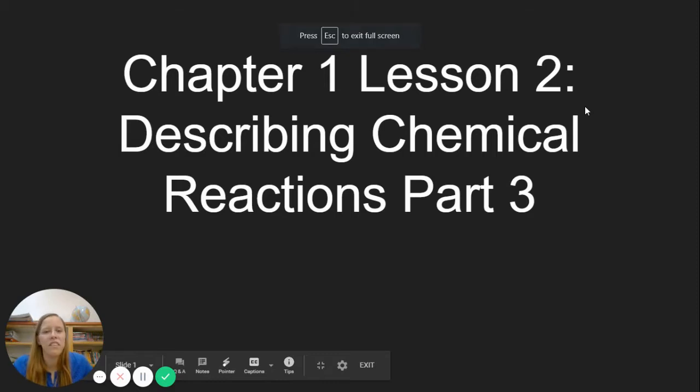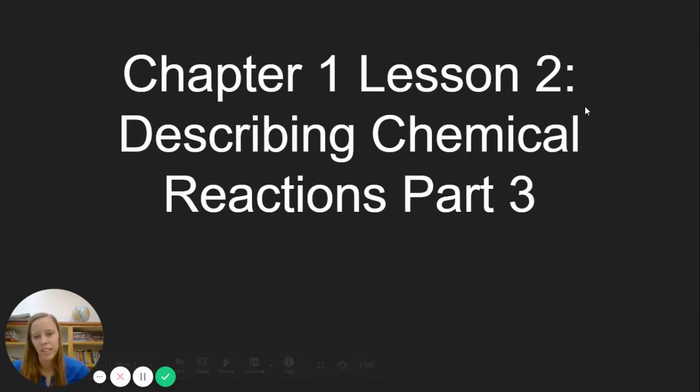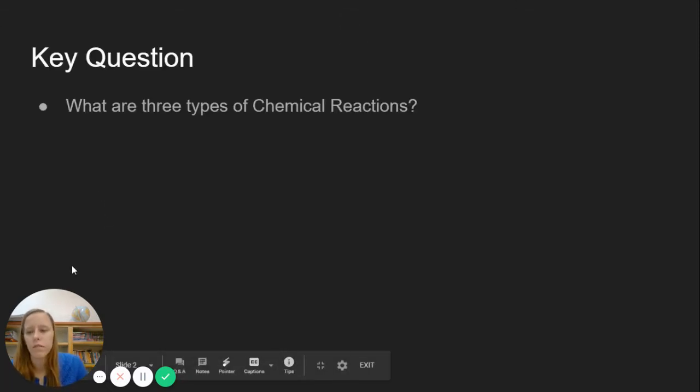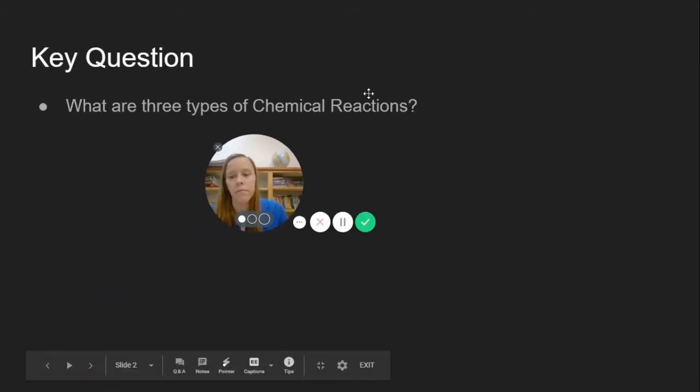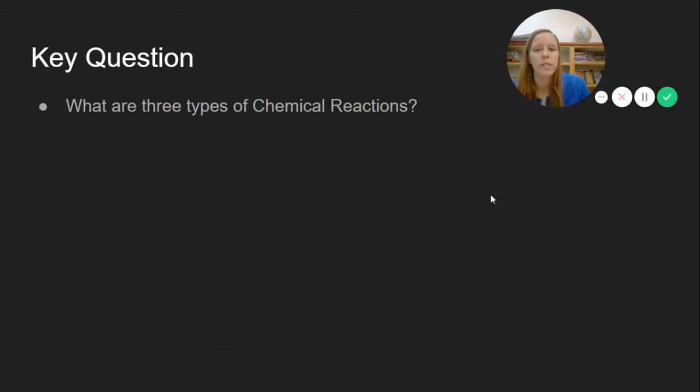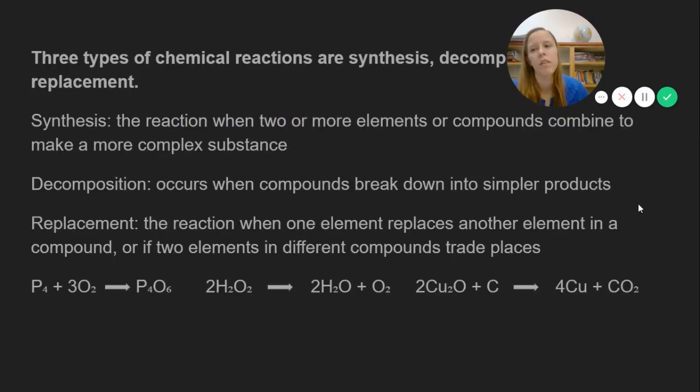Okay, last part of lesson 2 from science. I know that it's really been a hard one for a lot of you, and that's okay. We're learning together. So part 3 of describing chemical reactions. So we get our final key question here. It's going to be, what are 3 types of chemical reactions?